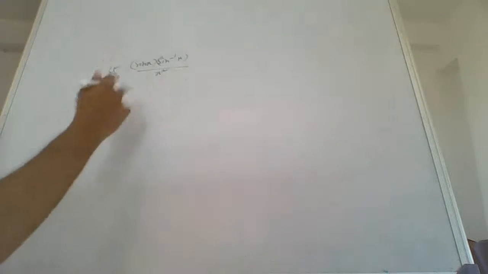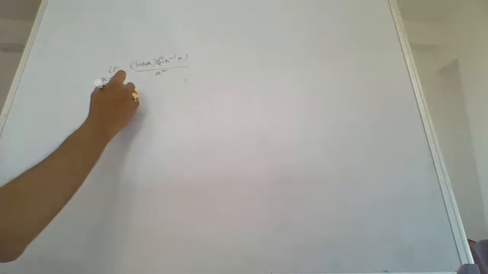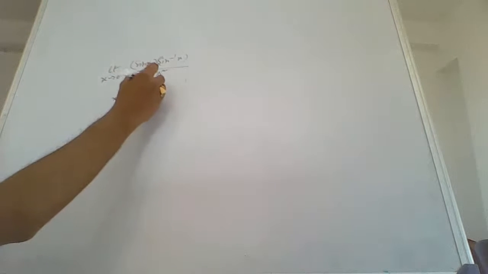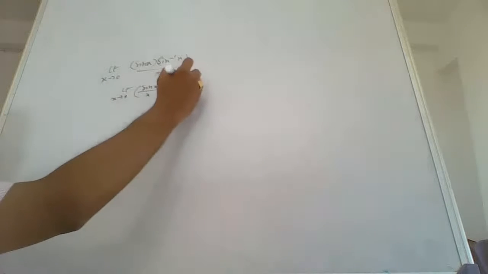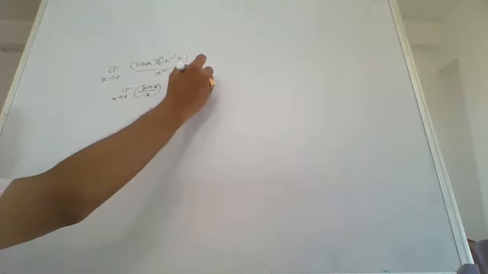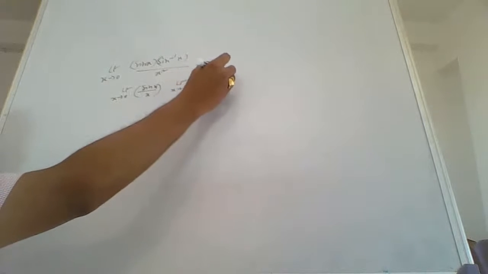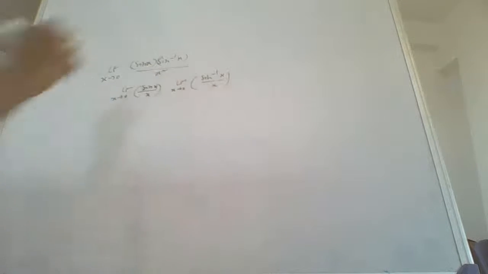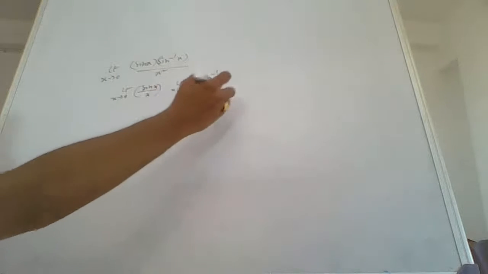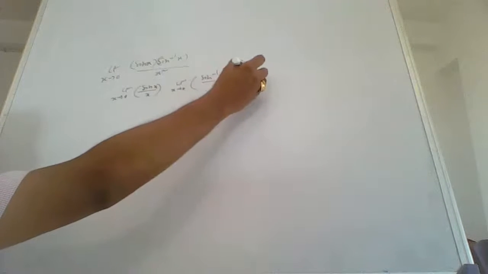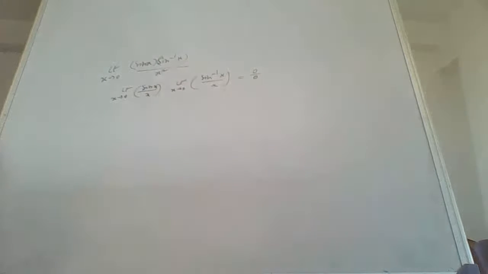Now let us separate this. So this becomes the limit as x tends to 0 of sine x by x, and the limit as x tends to 0 of sine inverse x divided by x. Now we know this result as 1. If I put x equal to 0, this becomes 0 by 0, which is an indeterminate form.